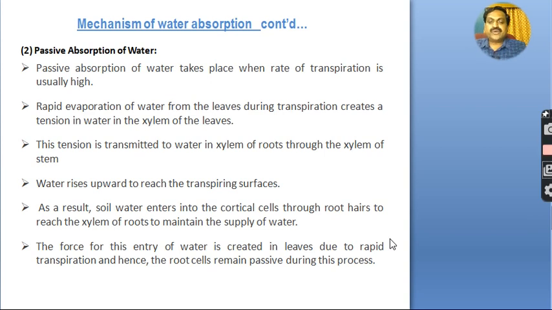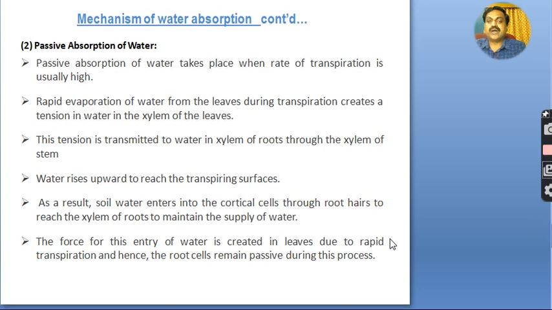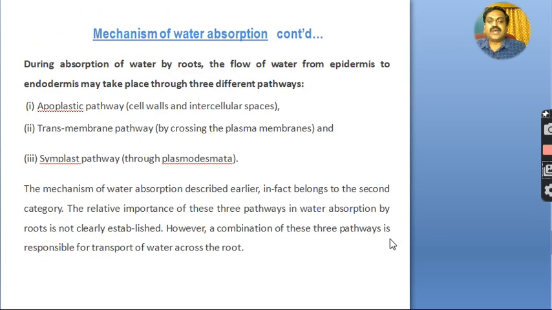The force for this entry of water is created in the mesophyll cells of the leaf due to a process called transpiration. It is already told, and hence the root cells remain passive during this process, but still they absorb water, hence the name passive absorption of water.